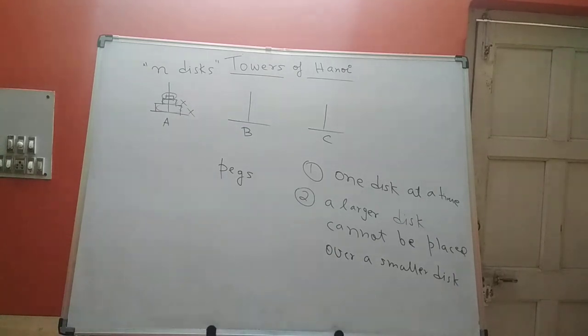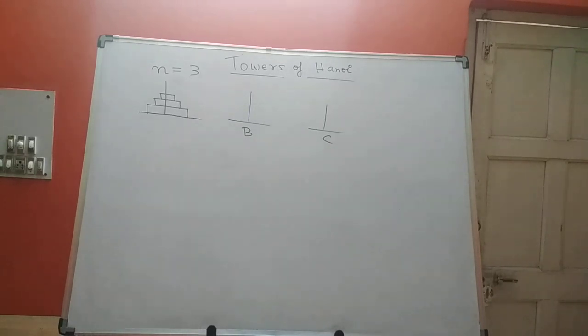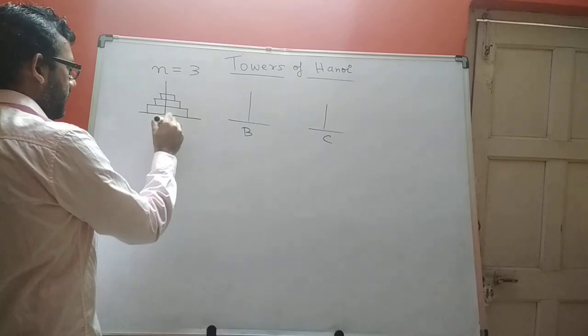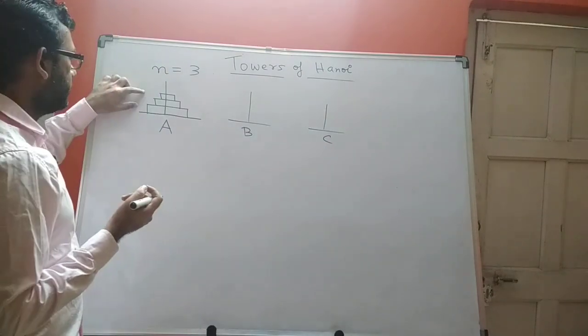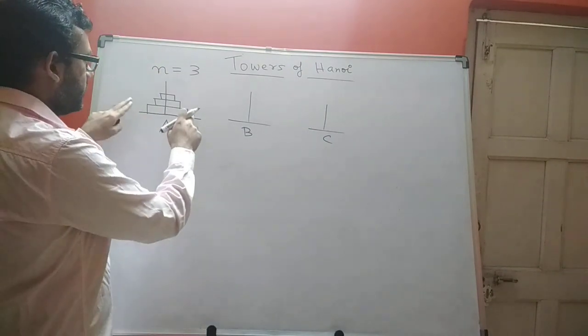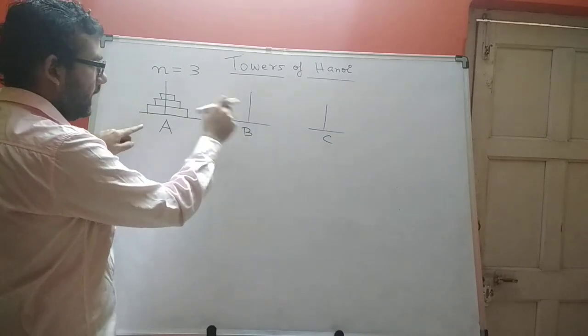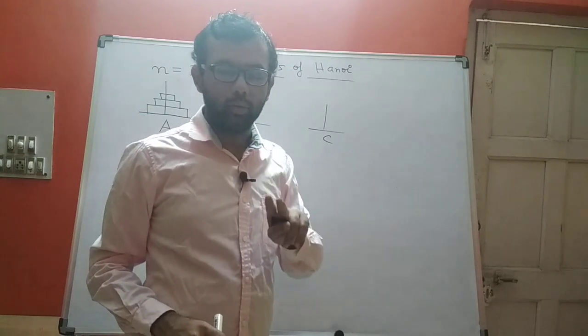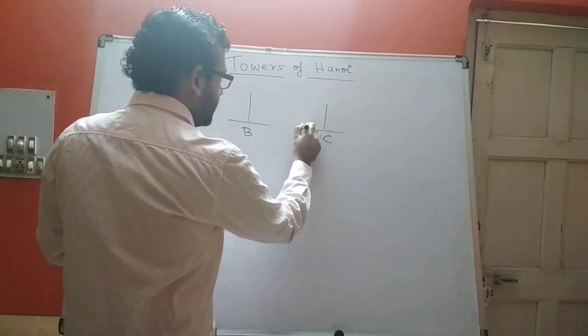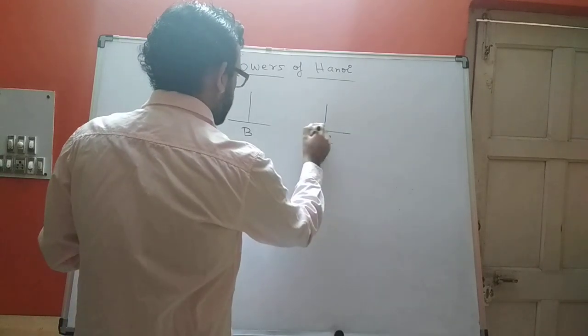So I'll take up an example for n equal to 3 discs and show you how the movements can be done from one peg to another so that the problem can be solved. Here you have been given 3 discs on peg A. So n is equal to 3 because n denotes the number of discs. You have to transfer these 3 discs from peg A to peg B with the help of peg C, keeping the 2 constraints in mind. We'll do this step by step.